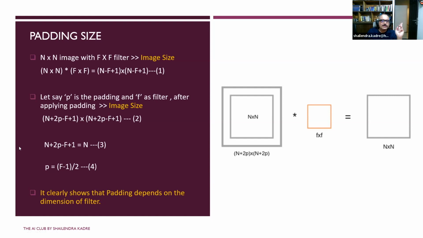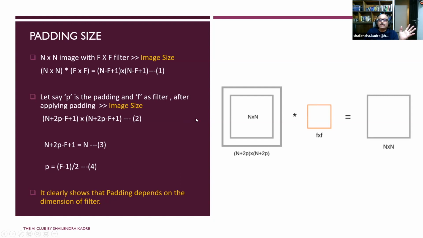You solve this equation, you get p is equal to f minus 1 by 2. Simple arithmetic, a little bit of algebra here and there, you will get p is equal to f minus 1 by 2. P is nothing but padding, f is nothing but filter size. So it clearly shows that padding depends on the dimension of the filter.